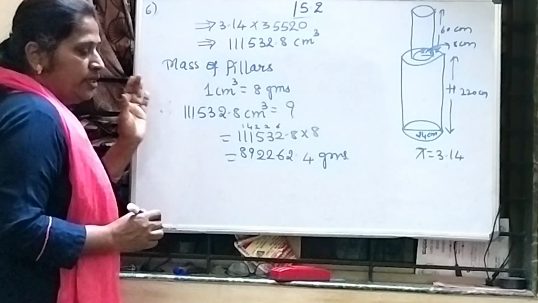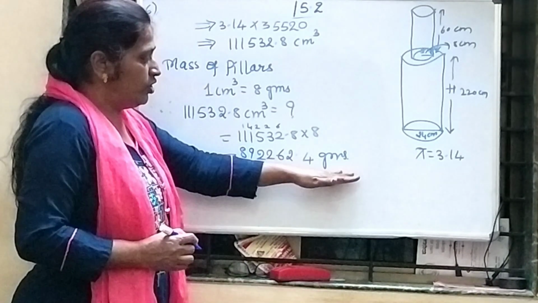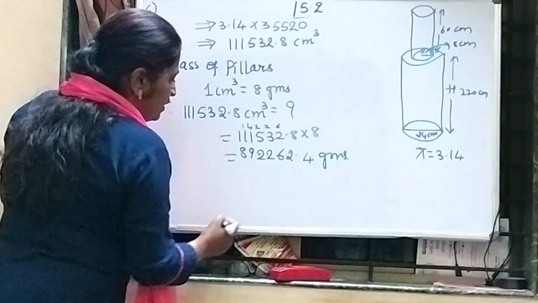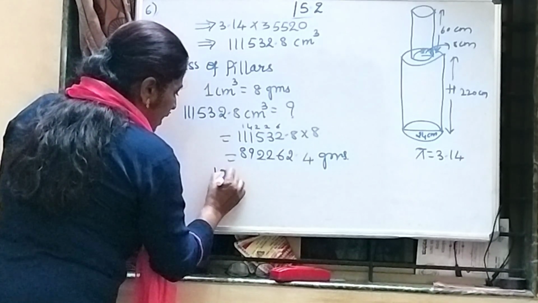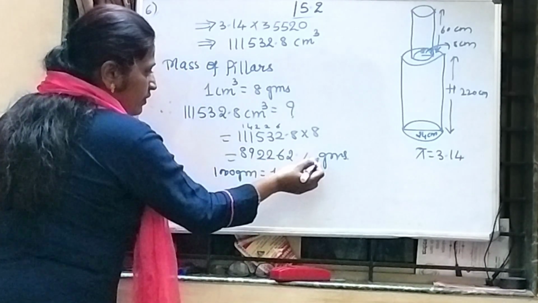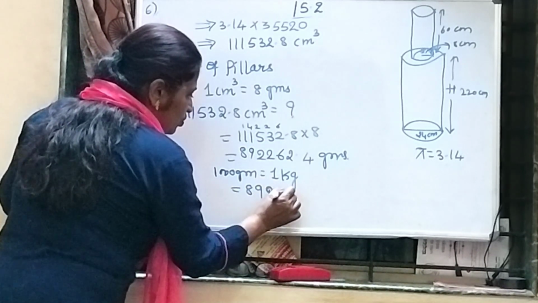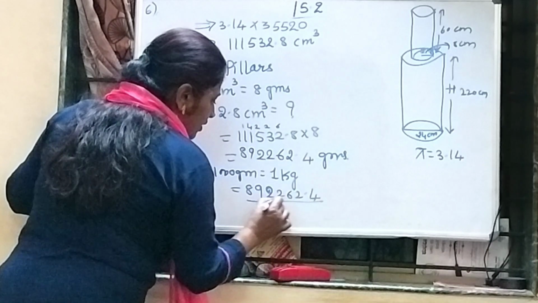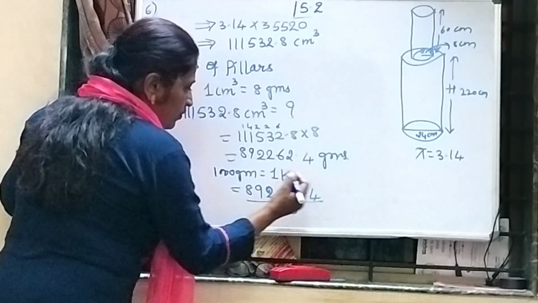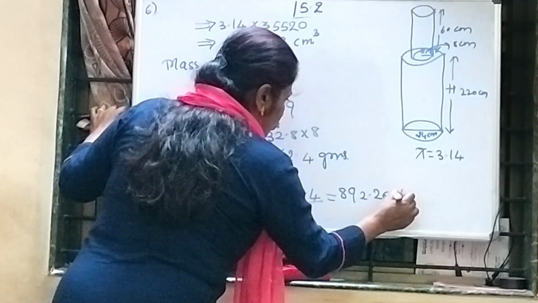This is also correct. If you keep it this much only, you will get only good marks, but to get excellent, you have to convert it into kgs. So you know that 1000 grams is equal to 1 kg. To convert grams into kg, we have to divide: 892,262.4 divided by 1000. So 1, 2, 3 zeros are there. You will get 892.2624 kgs.